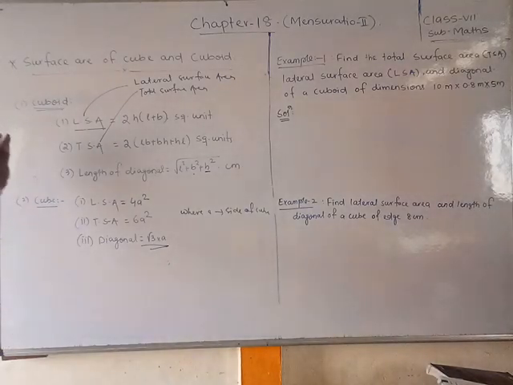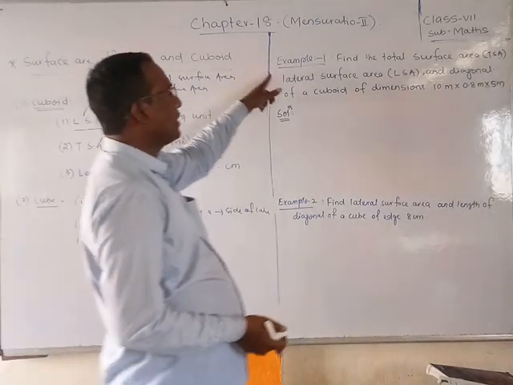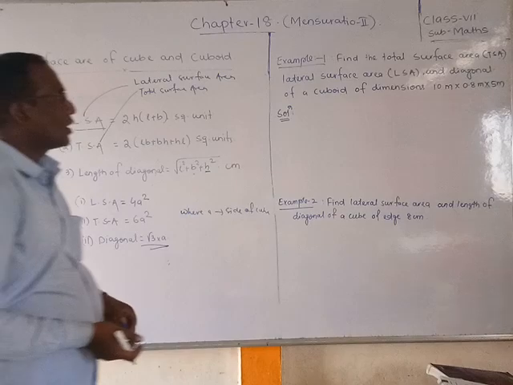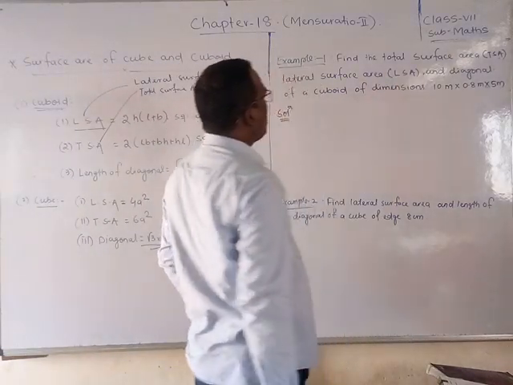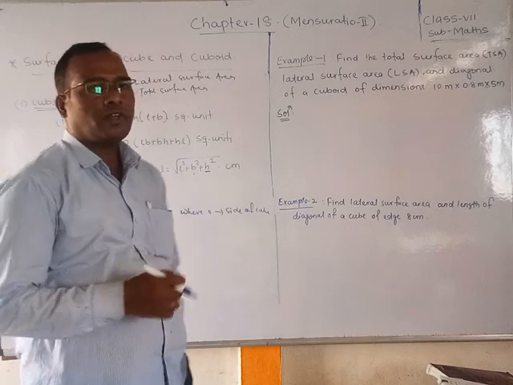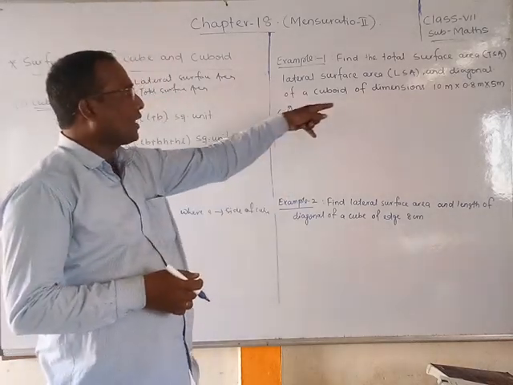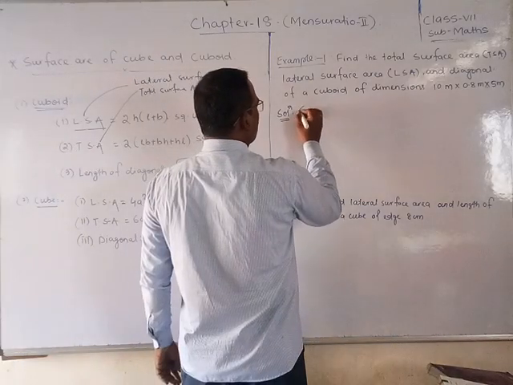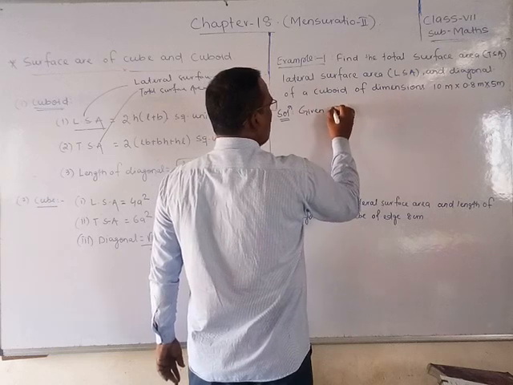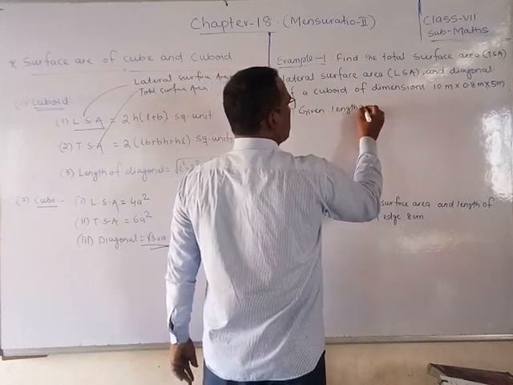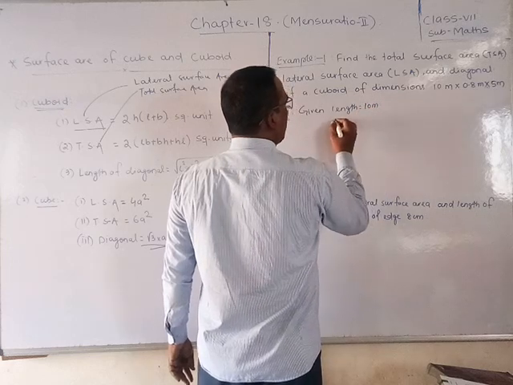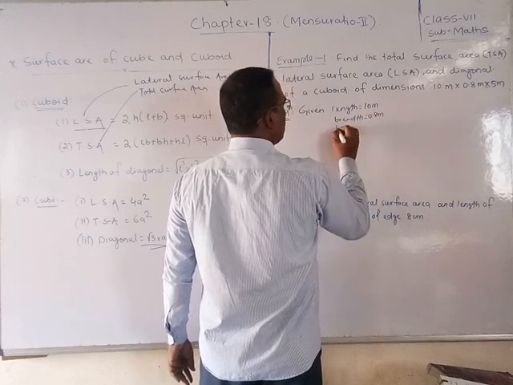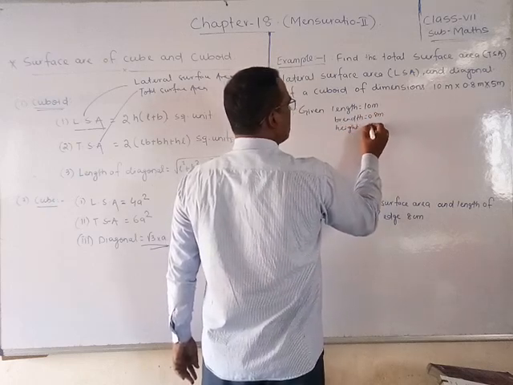Now we will discuss by applying these formulas to problems. First question: find the total surface area, lateral surface area and the diagonal of a cuboid whose dimensions are 10 meter, 0.8 meter and 5 meters. First write down what is given: length is 10 meter, breadth is 0.8 meter, and height is 5 meter.